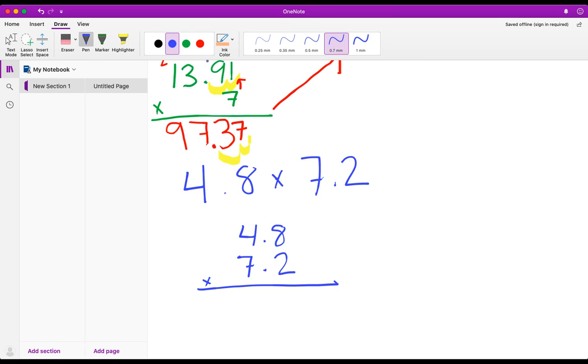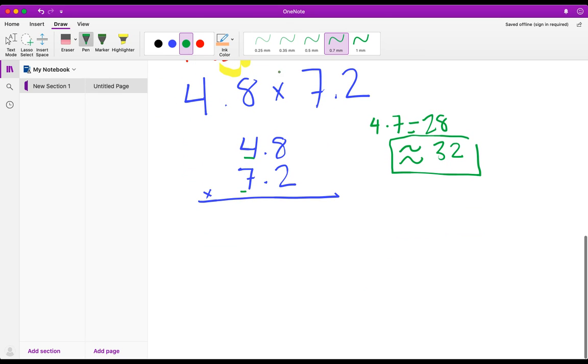Now, same thing, I'm not going to worry about the decimals. And just like before, I want to do a quick estimate. So I've got a 4 and I've got a 7. And I know that 4 times 7 is equal to 28. Now, this is 4.8, so that's pretty close to 5. So I'm going to guesstimate that my answer is probably going to be closer to maybe like 32-ish. I'm not really sure. I'm just making a guesstimation.